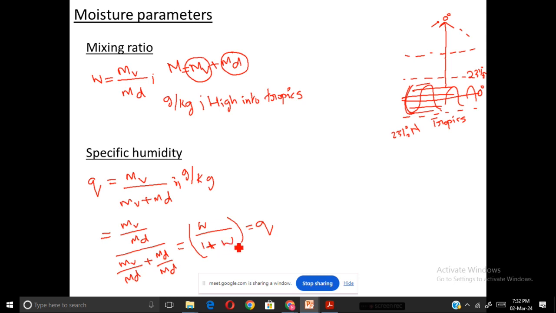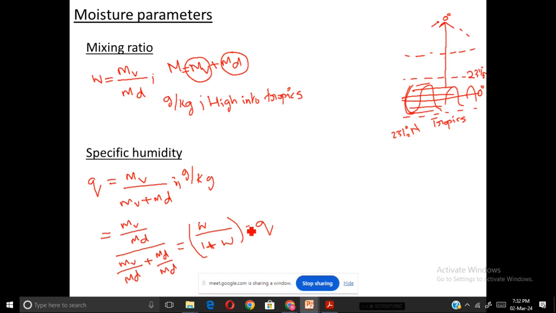This Q is equal to 1 plus W. So these are two important moisture parameters that we use to represent the amount of water vapor that is present in a parcel of air. The first one is mixing ratio, which is the mass of water vapor present to the mass of dry air, which has a value of generally 20 gram per kilogram in the tropics.